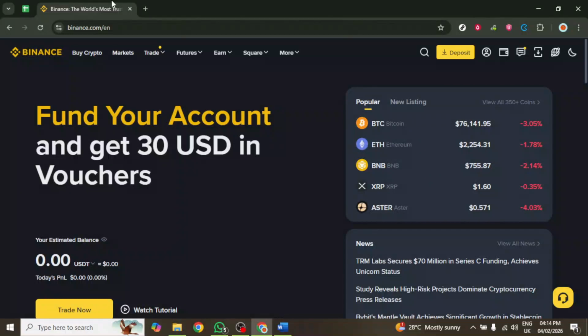In this video, you'll learn how to make $25 daily on your Binance exchange using the P2P trading feature. This guide will take you through the necessary steps to effectively utilize the platform for consistent earnings. Begin by navigating to the Binance website.